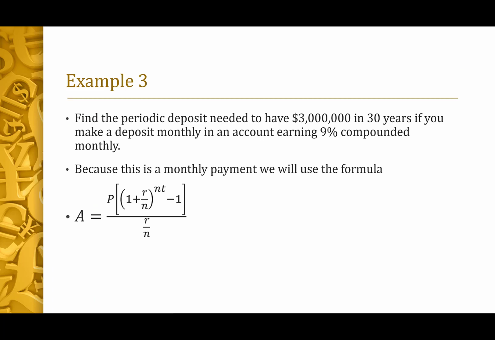All right, so let's try another example. This time I twisted it a little. We want to find the periodic deposit needed to have $3 million in 30 years if you make a deposit monthly in an account earning 9% compounded monthly. Okay, so this is the one where we're making more payments. If we were going to use the formula, this is the one we would use, but we're not going to do that. We're going to say instead, hey, this $3 million, this is our A. This is our future value that we want to have. 30 is our time, so that'll be important. We're making monthly payments. This is in, and we're getting 9%. This is R. So I am going to go over to the financial calculator, and we're going to solve it that way.